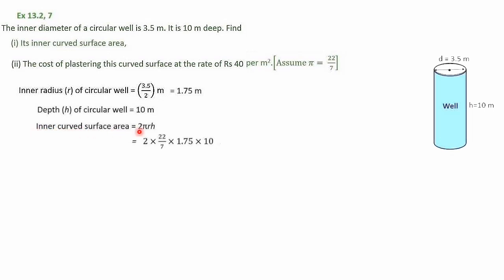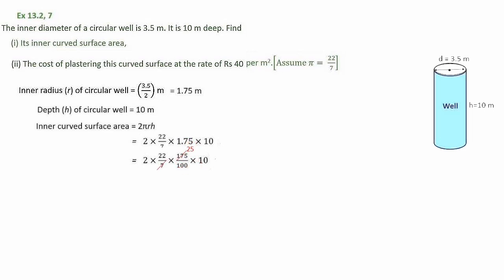That is equal to 2 into pi, where pi value is 22 by 7, into radius 1.75, into height 10. All we have substituted. And here there is a decimal value. Just like the previous questions, let's change this decimal into a fraction. That is 2 into 22 by 7 into 1.75, which we can write as 175 by 100, into 10.